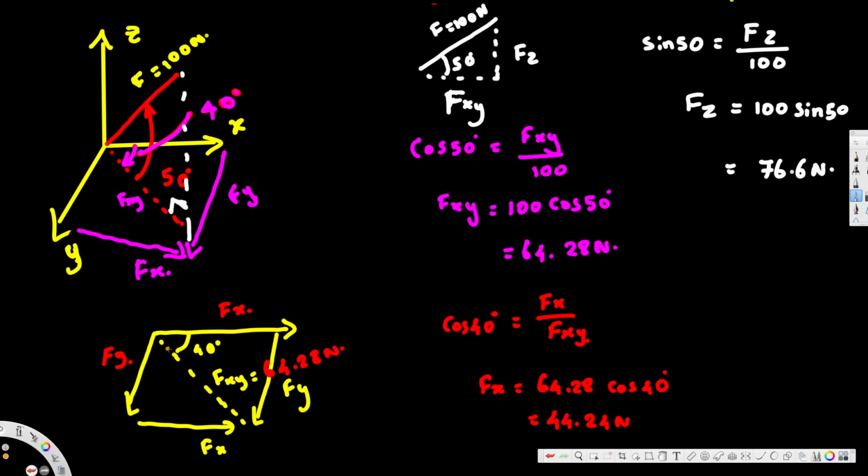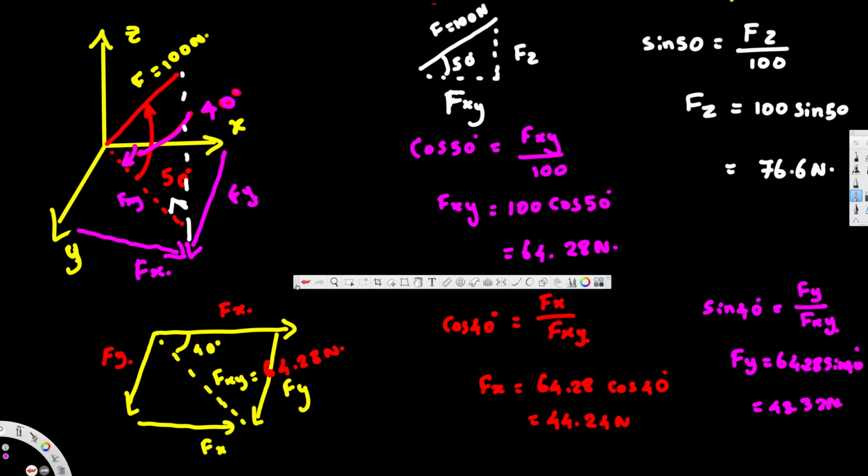Now we can find the y component. To find the y component, you can use sine theta, because it is opposite over hypotenuse. Sine 40 is equal to the opposite, fy, divided by fxy. So fy is going to be fxy sine 40. Fxy is 64.28 Newton multiplied by sine 40, and that's going to give us 43.32 Newton.